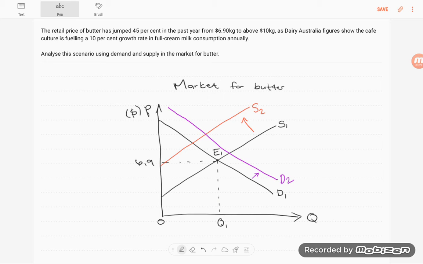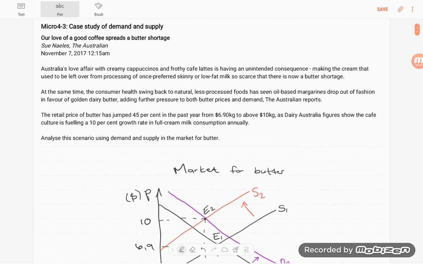So we have a new equilibrium point. We have a new equilibrium point where S2 and D2 intercept, which is at that point, E2, so quantity 2, and P2, if you want to refer back to the final paragraph, is now $10. So that point would be $10. And that is one way in which we can describe both the interaction of supply and demand.